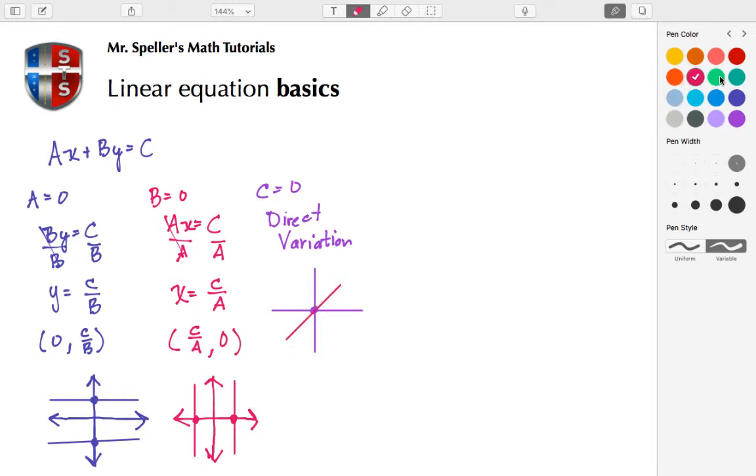If that line had a negative slope, again, it would cross here at the origin. Now, of course, the steepness of the lines may change depending on the slope of the lines, but the line will still cross at the origin. Next, we're going to take a look at the slope-intercept form.